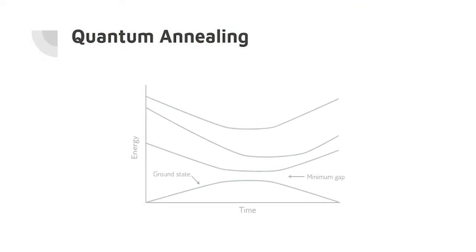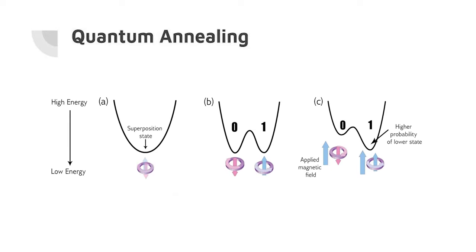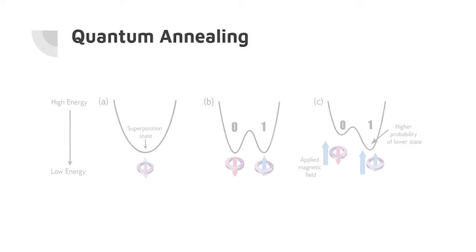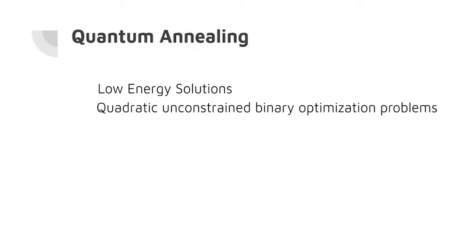The quantum annealing architecture is based on the fact that physical systems tend to reach a state of minimum energy. The lowest point represents the two possible states of the qubit, and in the end, the system will collapse into a 0 or a 1. These systems naturally return low energy solutions. This is a system mostly used for optimization problems, most specifically quadratic unconstrained binary optimization problems.